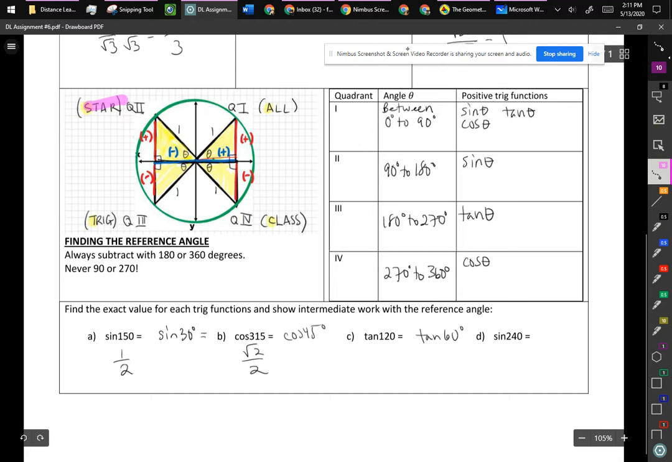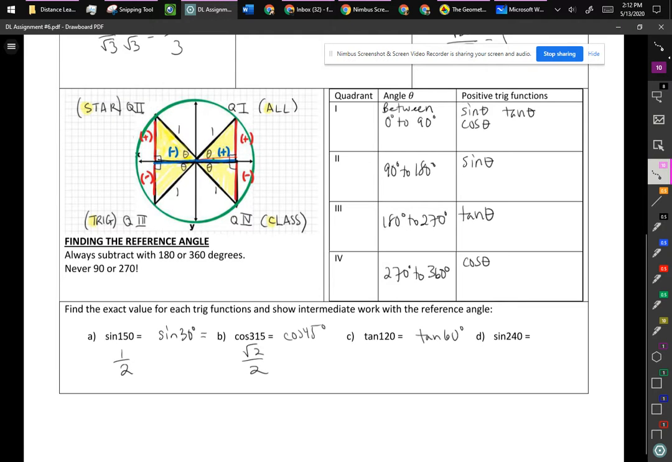The only function that is positive from these three is going to be sine. That's why it says all-star trig class. The star stands for sine. Okay, actually, I might have forgotten to mention that: all stands for all, star stands for sine, t stands for tangent, and class stands for cosine. All of them are positive in quadrant 1. Sine is positive in quadrant 2, tangent's positive in quadrant 3, and only cosine's positive in quadrant 4. Sorry about that.